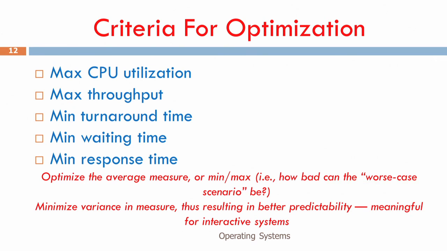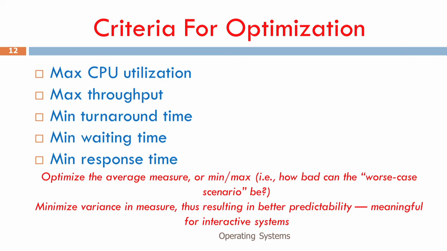So to sum up, I need to maximize the CPU utilization, I need to maximize the throughput, I need to minimize the turnaround time, I need to minimize the waiting time, I need to minimize the response time. These are all the criteria based on which I need to design my scheduling algorithm. And I can do many things. I can do min max, that is, how bad can the worst case scenario be, those types of things I can take care of, right. So I would like to have control over the worst case behavior. So I could design algorithms which will optimize in the sense that the worst case behavior will not be really worst.